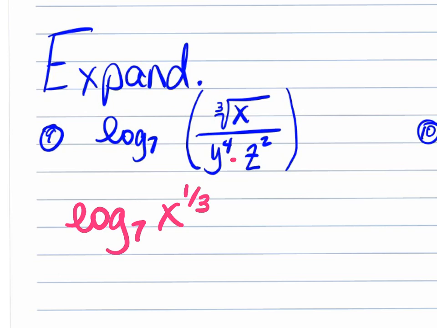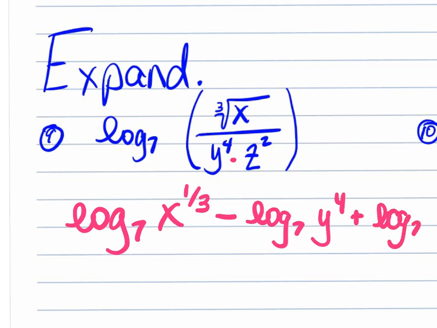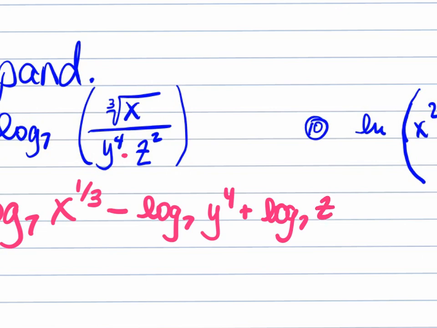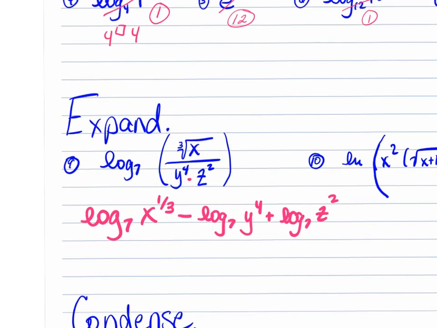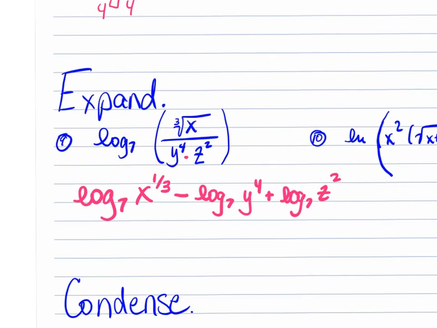You guys saw division, so that's subtraction. Then I have log 7 of y to the 4th. Then what? Plus or minus? Plus log 7 of z. Is that to the 2nd? I'm asking you. That's how I like to do it. Every single thing gets its own log 7.